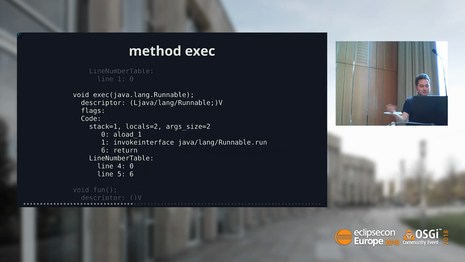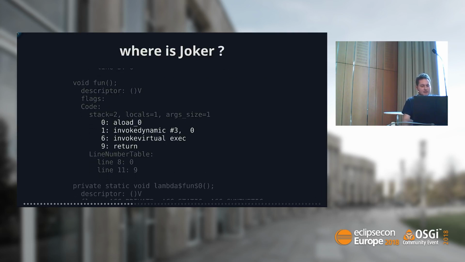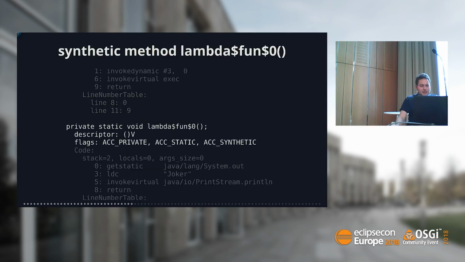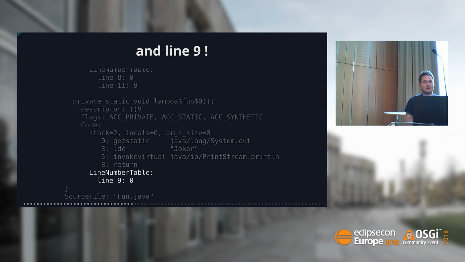Here is our method exec, nothing interesting here. Here is our method fun. Where is Joker? There is no Joker, there is no line 9. But here is a synthetic method generated for the lambda. This is lambda mechanics. We are not going to go deep into that, but a lambda is implemented in a way that its body goes into a new synthetic method. And in this synthetic method, we can see the Joker, and we can see line number 9.